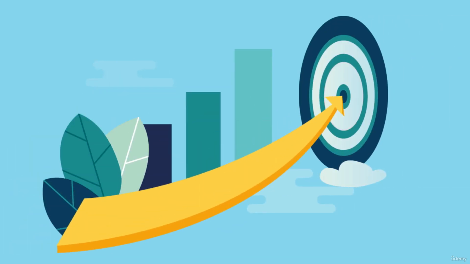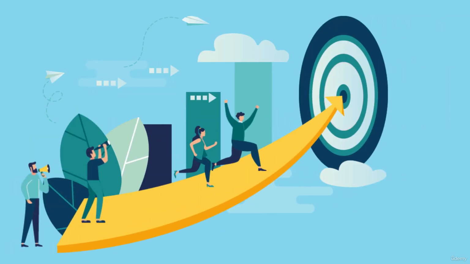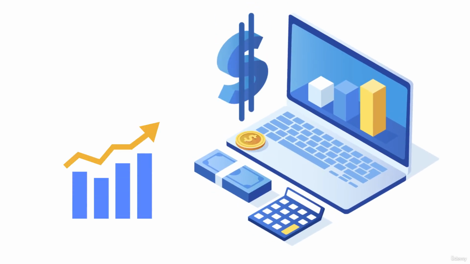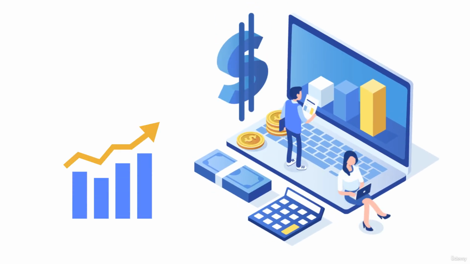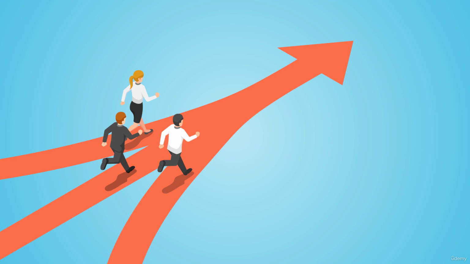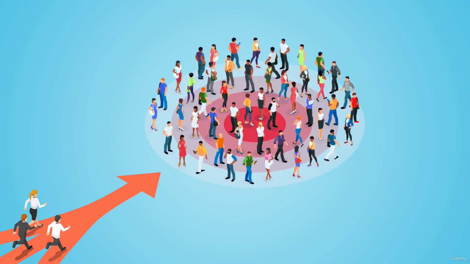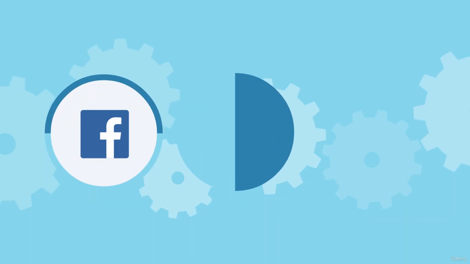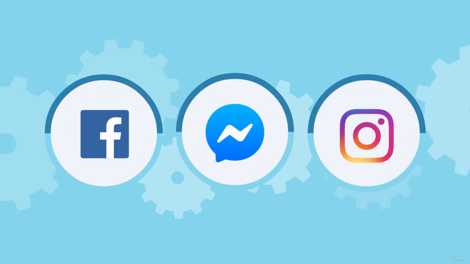Number 1, a campaign objective helps you define your goal and budget. We always recommend setting up a small budget of $2 to $5 a day until your campaign is performing well. Number 2, ad set helps you to set up your targeting and retargeting options as well as placement of your ads. This way you can use all the powers of Facebook, Messenger, and Instagram.